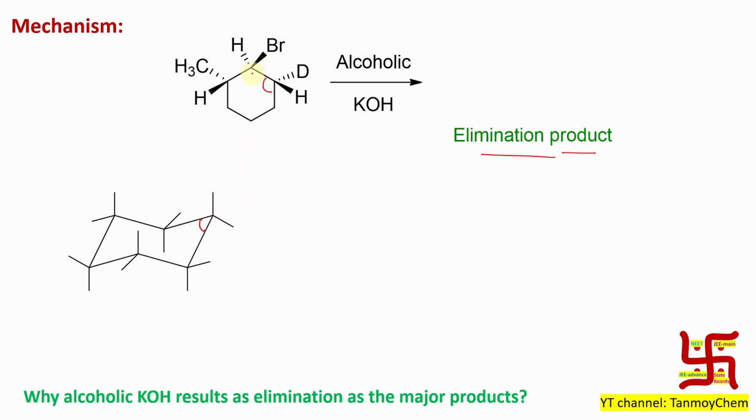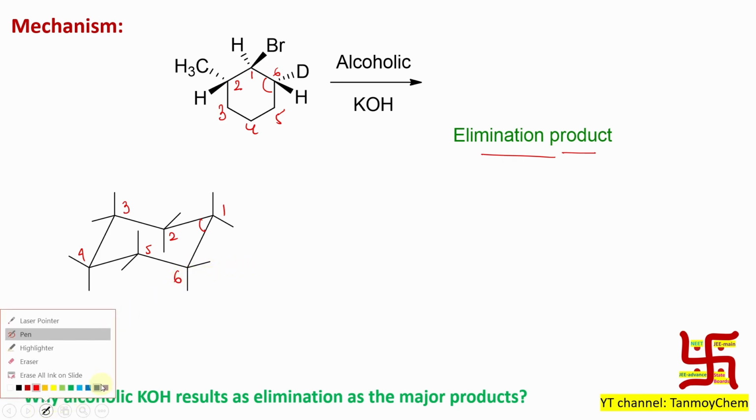Now let's number this: 1, 2, 3, 4, 5, 6. Do you remember, students? Numbering is a very helpful strategy, and I suggest everyone try this numbering. Maybe if you become very efficient, you can do it by yourself, no issue. But if you are a beginner, I suggest please do the numbering. Now at carbon number 1, there is bromine and hydrogen. Bromine is on the top side.